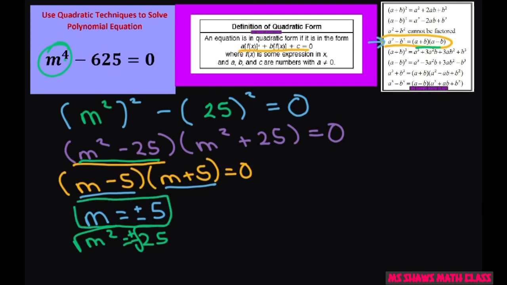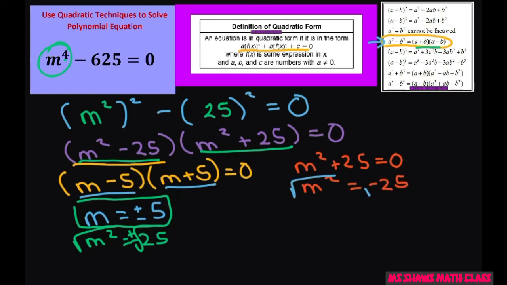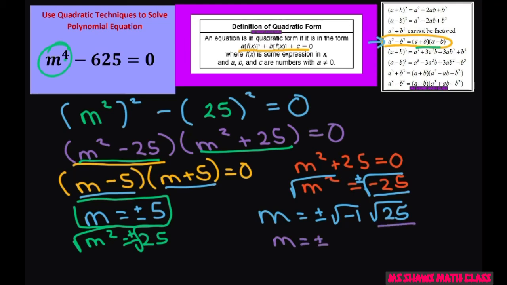So there's that. Now let's look at this one. We're going to write m squared plus 25 equals 0. So m squared equals negative 25. Let's square root both sides, and don't forget your plus and minus. So you get m equals plus or minus, and I'm going to split this up as square root of negative 1 times square root of 25. That's going to give me m equals plus or minus 5 times i, since the square root of 25 is 5 and the square root of negative 1 we're going to call i. All right, so these are your 4 solutions.